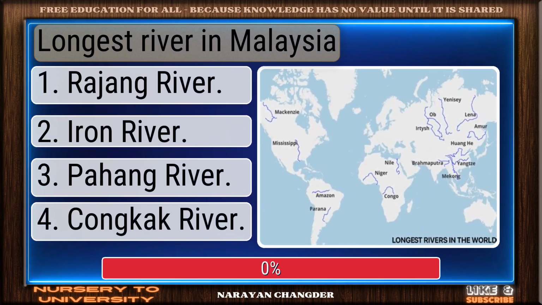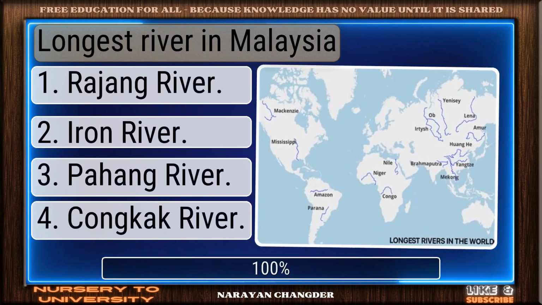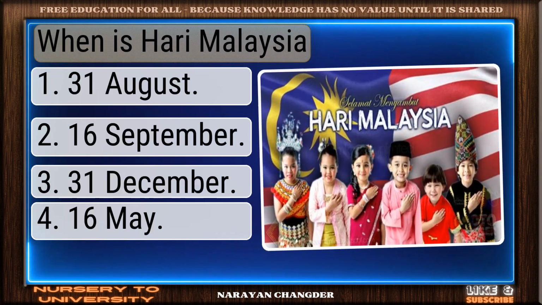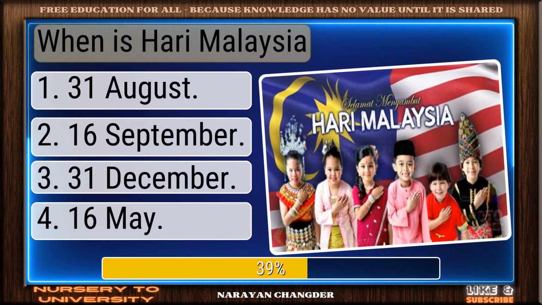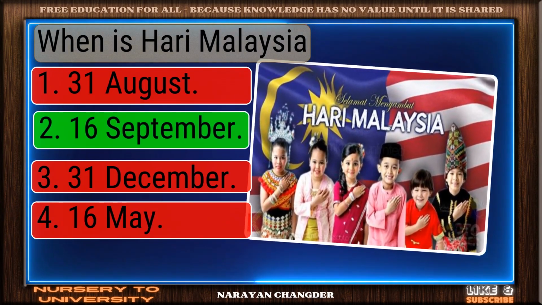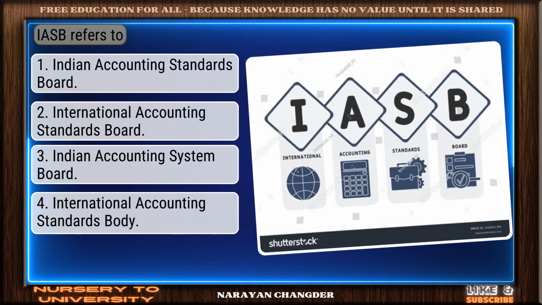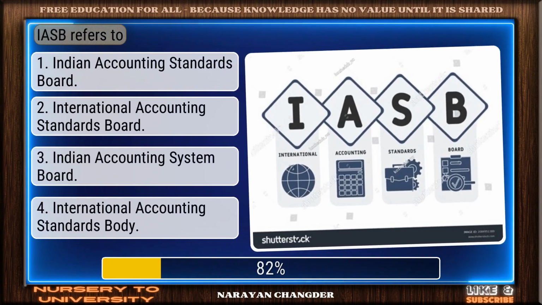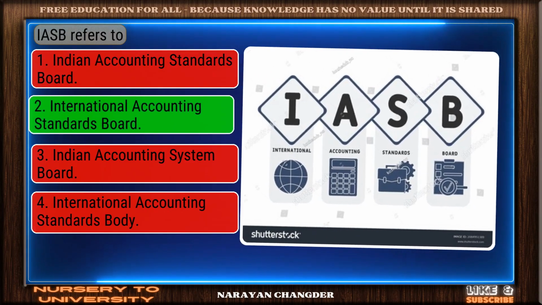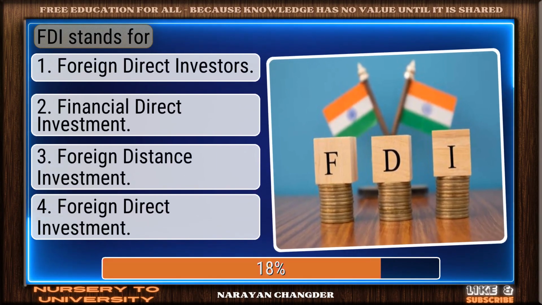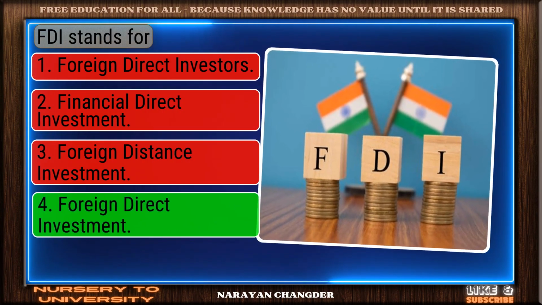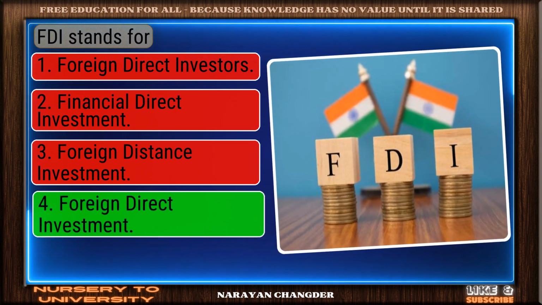Longest river in Malaysia. Perfect. Rajang River is the correct choice. When is Hari Malaysia? Exactly. 16 September makes sense and it is the right choice. IASB refers to. Right choice. International Accounting Standards Board is the best answer. FDI stands for. Excellent choice. Foreign direct investment is the right answer.